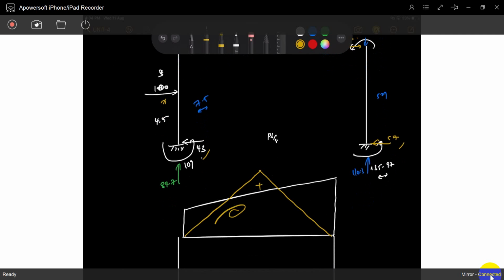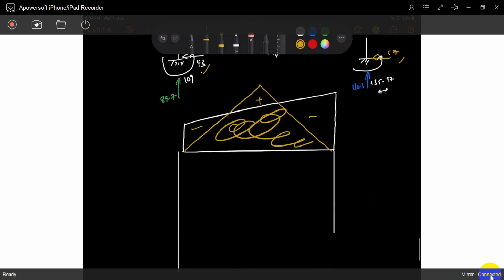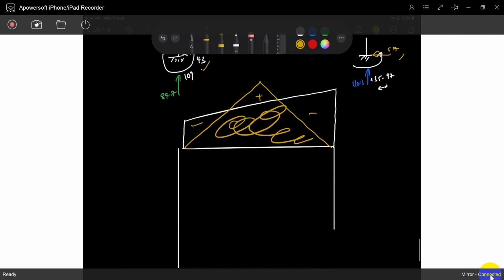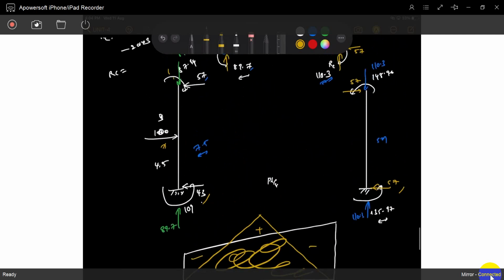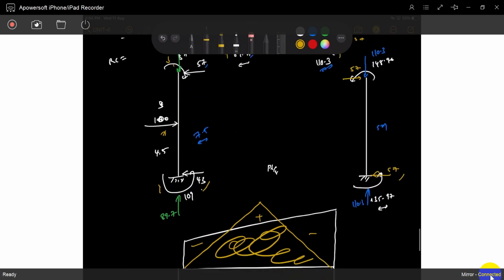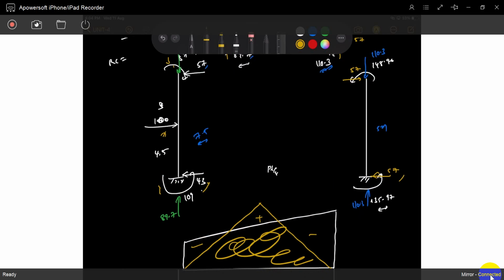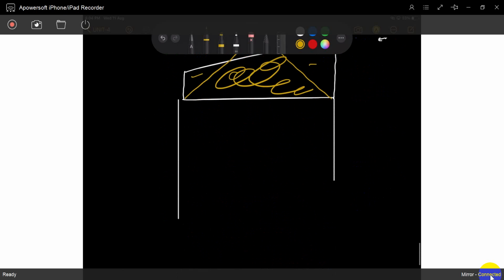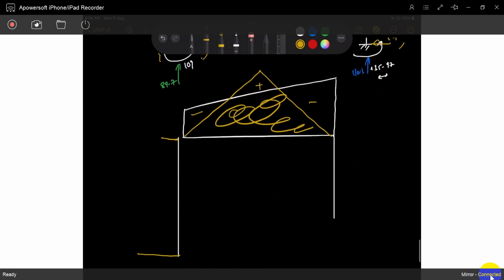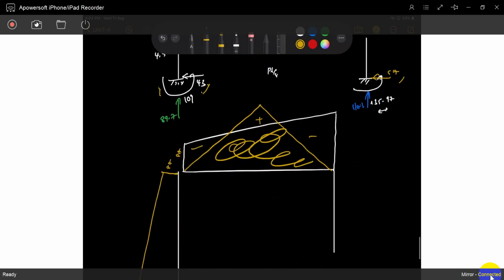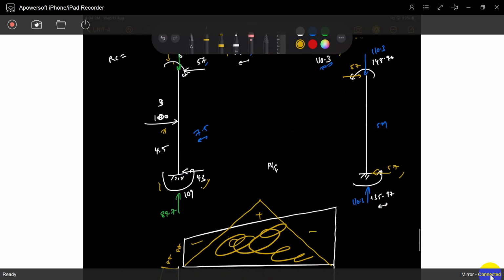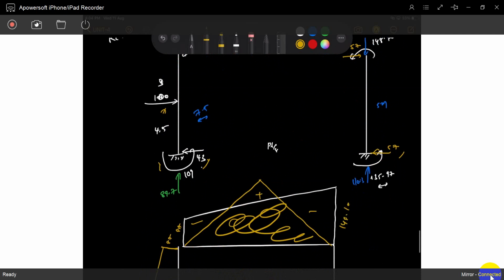So this is positive. Everything is diminishing. Hogging. Okay, so now it comes to this point. Both are this value. See, both are hogging. So this value is 109. This value is 87. Okay. It's also 87. It's 148. You can write the number.